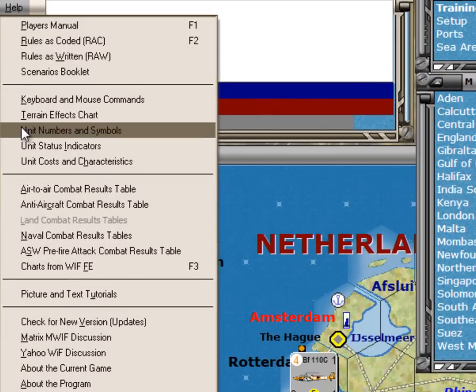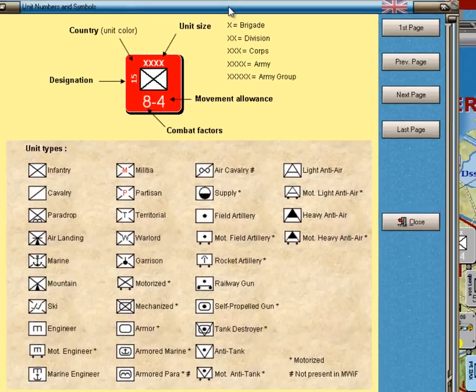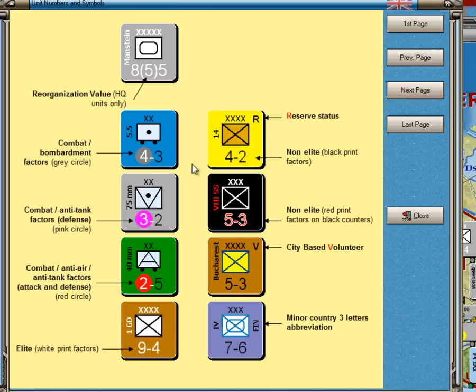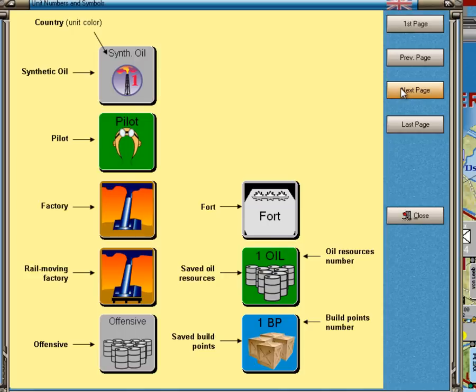Besides terrain, you can also look at the information help panel for unit numbers. So this is the land units, and here are all the NATO symbols and what the NATO symbols represent. They also have the unit size indicators explained. The second page shows you more land units, and then you're into some of the special units.